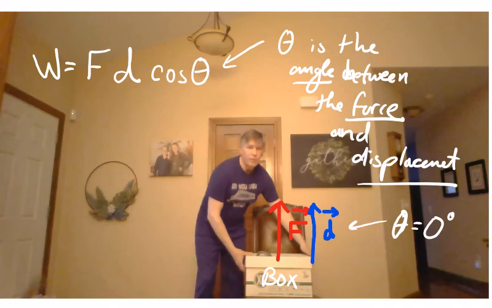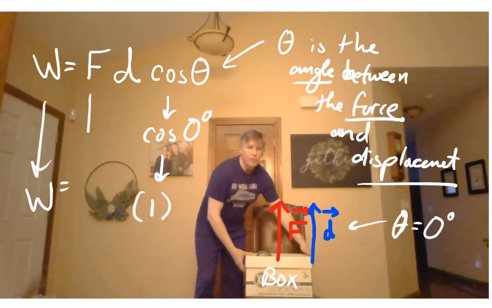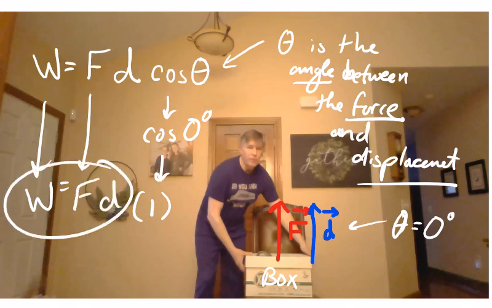So in this particular case, what I would actually put in is the cosine of 0 degrees, but the cosine of 0 degrees is just 1. And so my work would just equal my force times my displacement multiplied by 1. And that's the simplest way to actually have work being done.